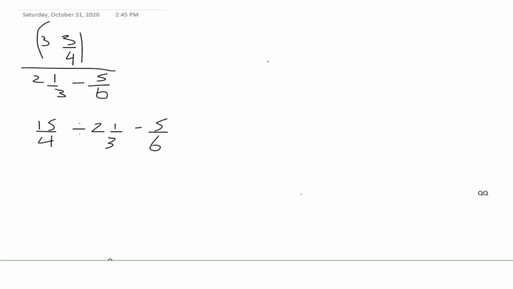So what I'm going to do, I'm going to change this part here to an improper fraction. So I'll have 15 over 4 divided by, I'm going to put this part in brackets. So I'm going to have 2 times 3, that's 6, plus 1, 7 over 3 minus 5 over 6. Then what I'm gonna do next, gonna write back this 15 over 4.